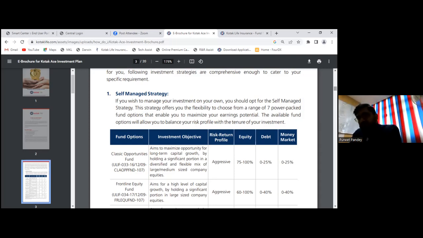Self-managed strategy means I don't have to manage my fund. My fund managers will manage the fund. Only I have to give the instructions on which fund my money has to be in.